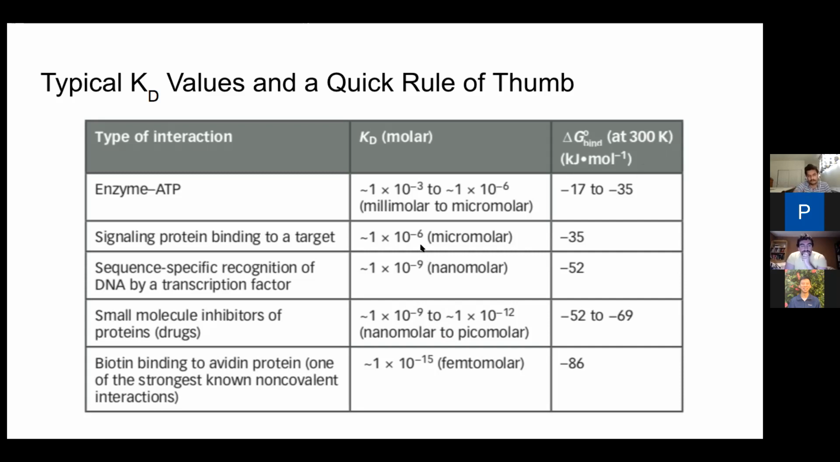So if you go from micromolar affinity to nanomolar affinity, that's 3 orders of magnitude, you get another 17 kilojoules per mole of extra affinity. You go from nanomolar to picomolar, you get another 17. And again, when you have 3 orders of magnitude from picomolar to femtomolar, you get another 17 kilojoules per mole of affinity. So as a general rule of thumb, at 300 degrees Kelvin, every order of magnitude that KD decreases, you decrease your standard free energy change of binding by 6 kilojoules per mole. So by decrease, you mean the affinity is stronger. So decreasing KD, again, means that the affinity of the protein for the ligand is stronger.